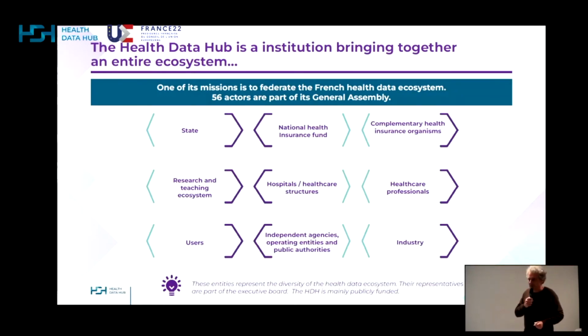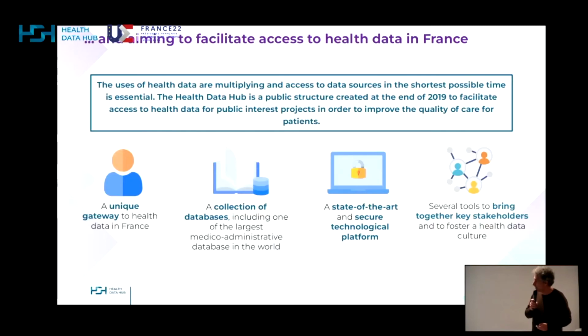In practice, the Health Data Hub was created around 2.5 years ago. It is a structure of public interest. There are 56 different actors that are split across 9 different sectors. You can see the state, institutions, healthcare structures, research, citizens. You can see all of the different colleges represented.